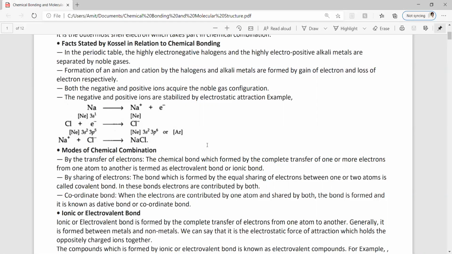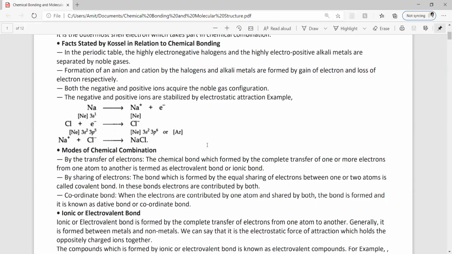Example, for sodium, sodium would lose an electron, and chlorine would gain an electron. So sodium is electropositive and chlorine is electronegative, and they come together and form chemically stable sodium chloride, or as we know it, common salt.